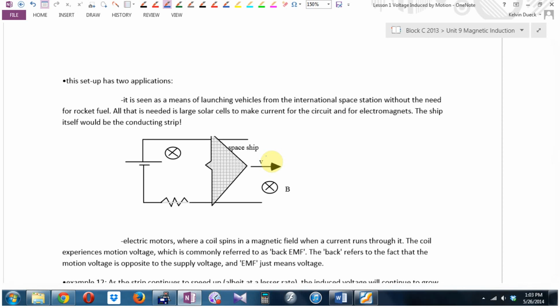First one is nerdily cool. We could use this to launch vehicles from the International Space Station without needing rocket fuel. All you would need are large solar cells to make current for the circuit. We got those. And electromagnets, solenoids. Hey, those are easy to make. And you would use the metal ship itself as your conducting strip.